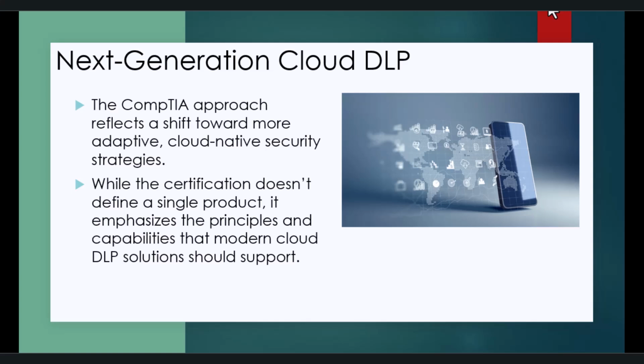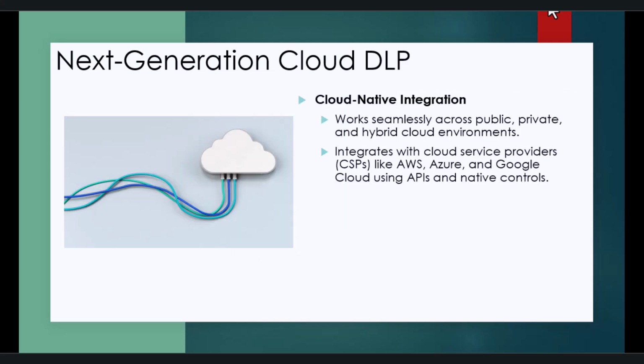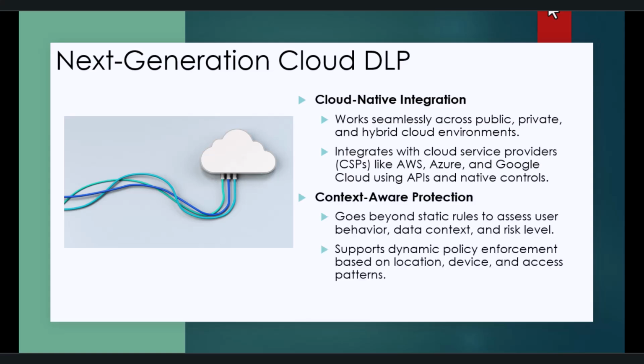Okay, well, what are some of those modern solutions? Let's take a look. Cloud native integration. Next-gen cloud DLP works seamlessly across public, private, and hybrid cloud environments. It integrates with cloud service providers like AWS, Azure, and Google Cloud using APIs and native controls. Context-aware protection. This goes beyond static rules to assess user behavior, data context, and risk levels. It supports dynamic policy enforcement based on location, device, and access patterns.